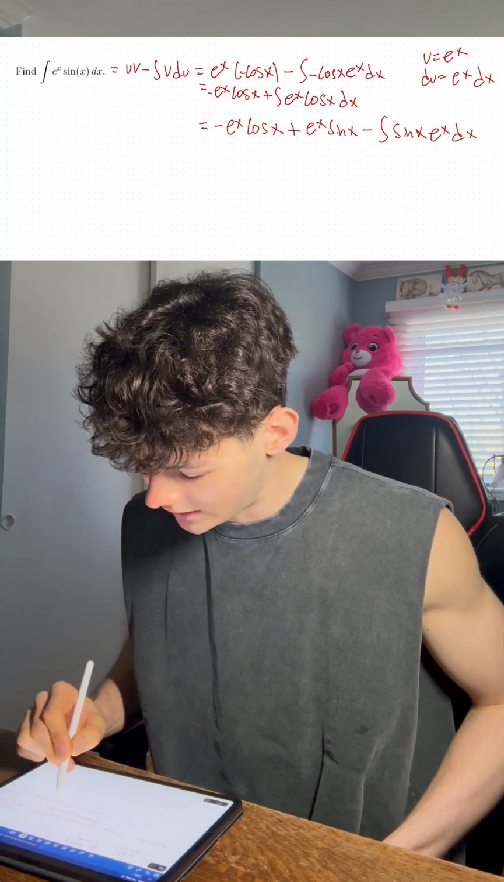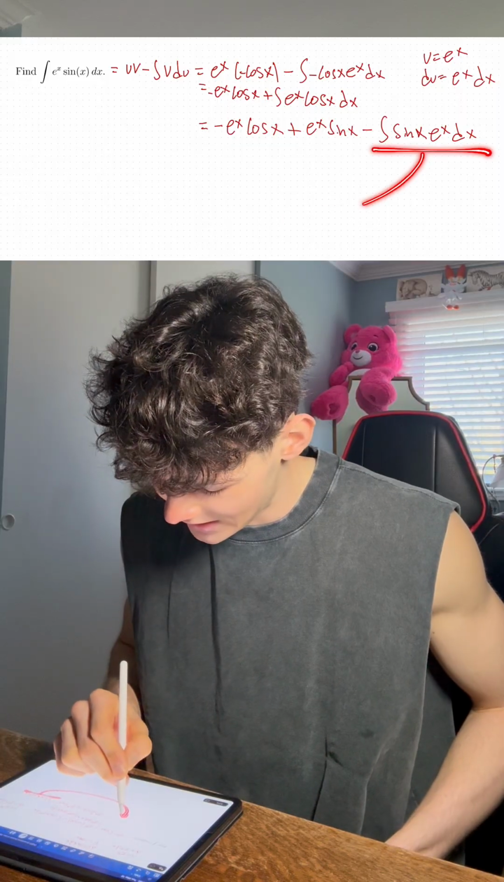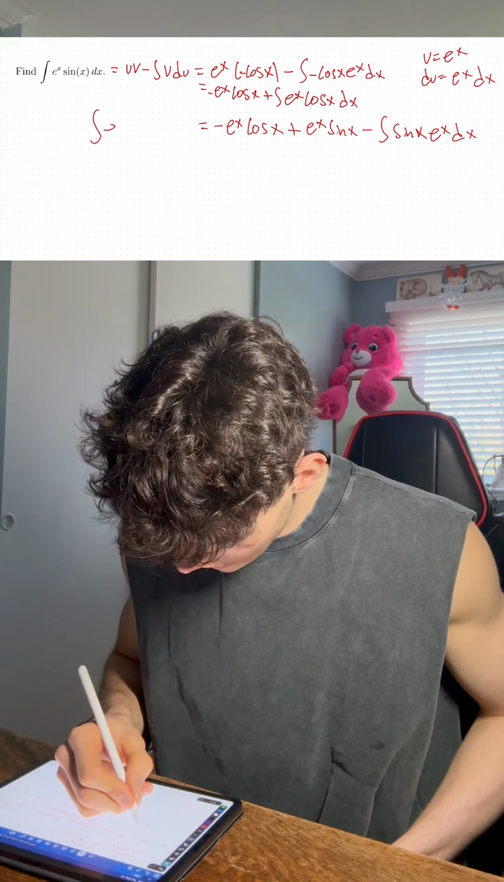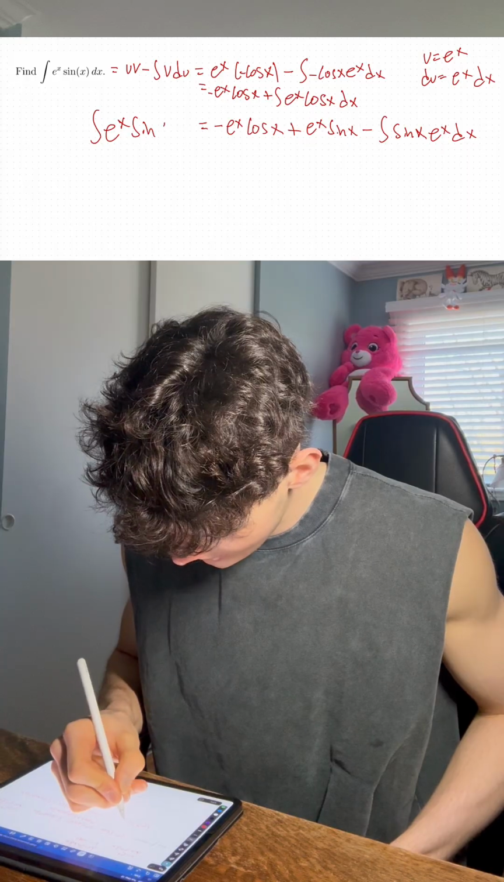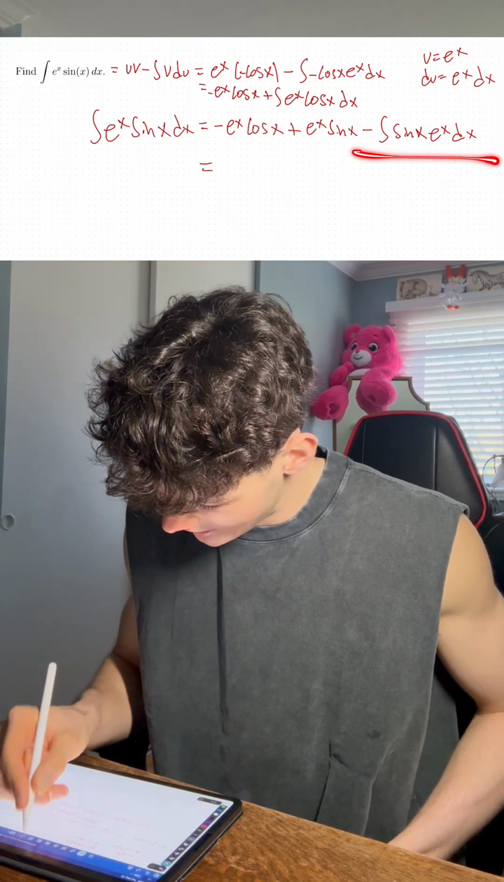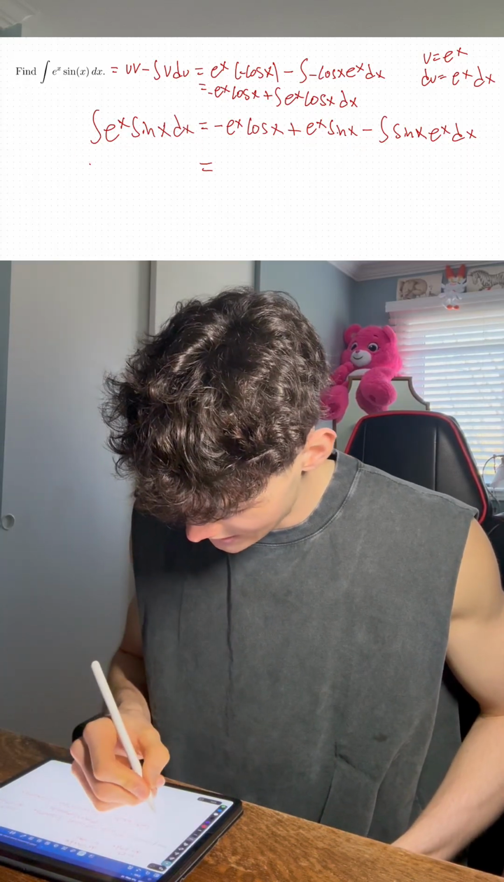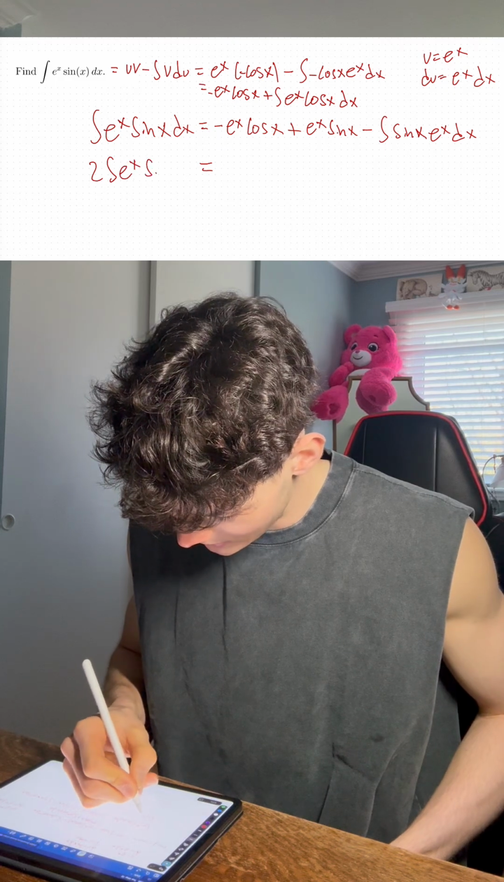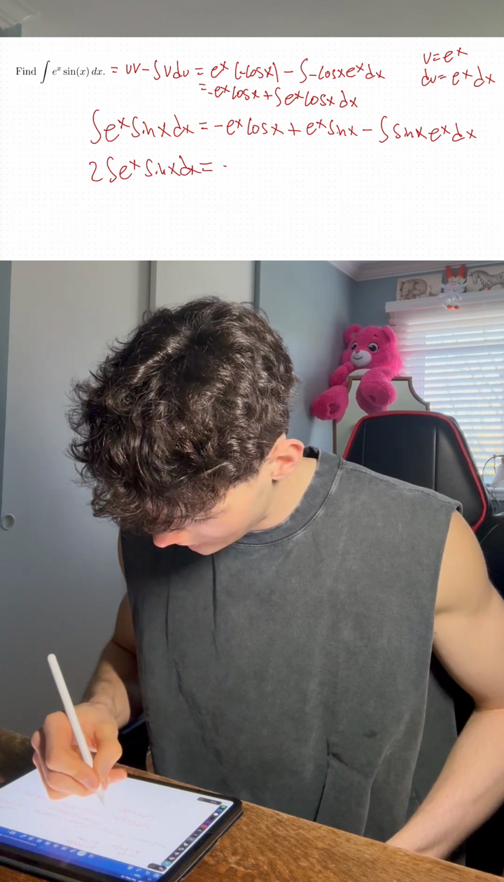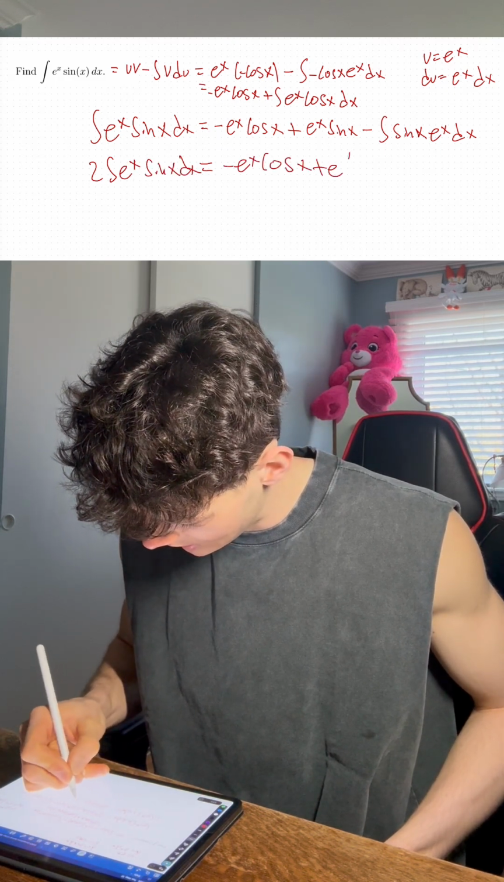So we would combine our like terms by moving this over to the left-hand side. And remember, on the left-hand side, we have e to the x times sine of x times dx. So these are the exact same. So we'll move it over to the left-hand side, which gives us 2 times the integral of e to the x times sine of x dx, equal to negative e to the x times cosine of x plus e to the x sine of x.